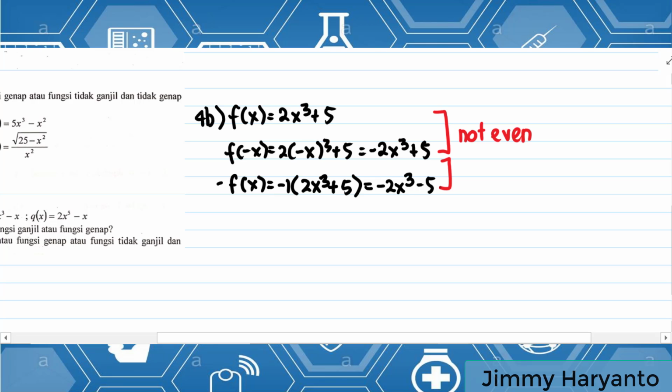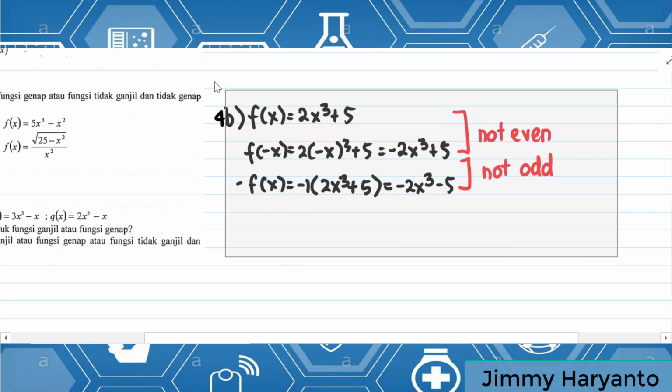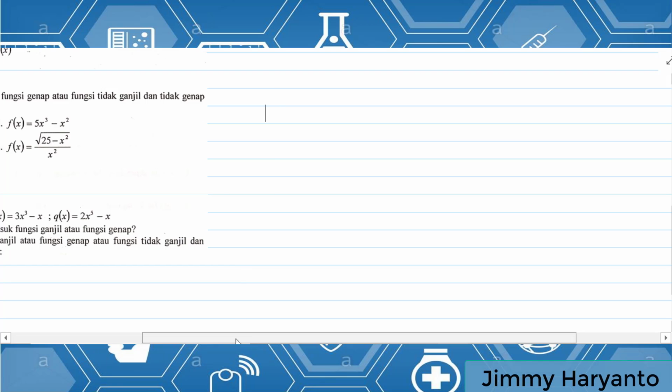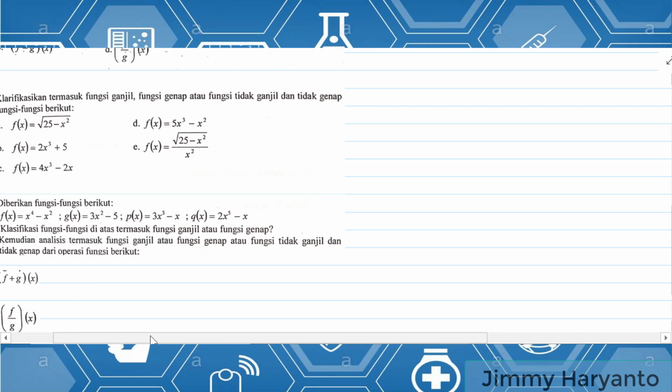The third one and the second one are also not the same. It is called not odd. So this function is not even and not odd. Next is for C. For C, 4x cubed minus 2x squared. Okay, this is the f(x).